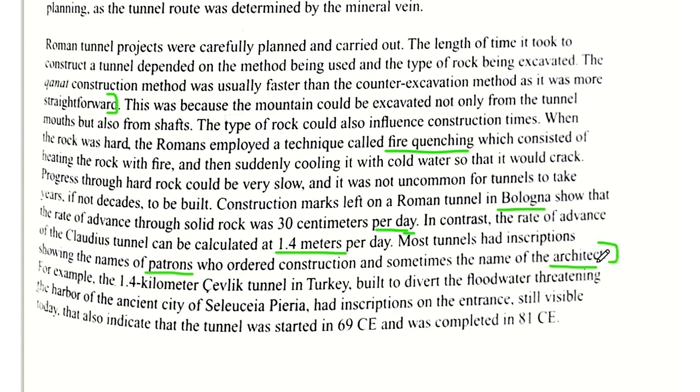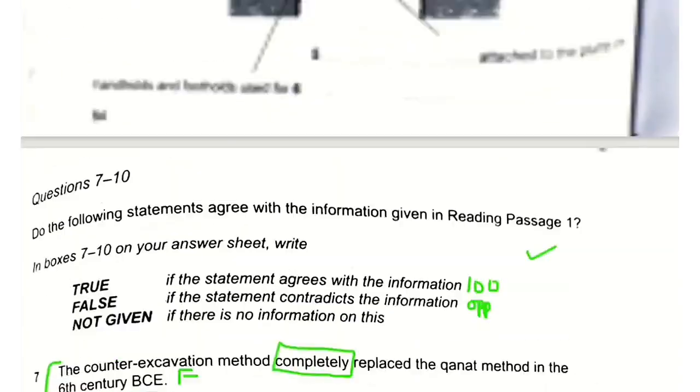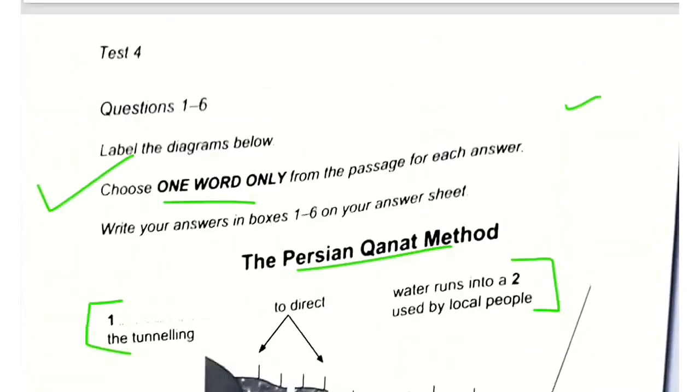Here they have clearly mentioned the name of the architect. So here the answer is architect. You can see that in the case of short answer questions, we also have to check the word limit. So the maximum we can write is only 2 words. So in this test paper, we clearly discussed the short answer questions, true, false, not given, and the label diagrams questions.